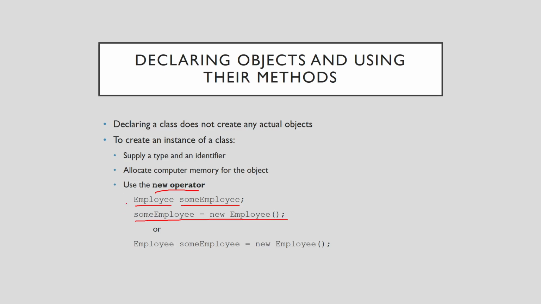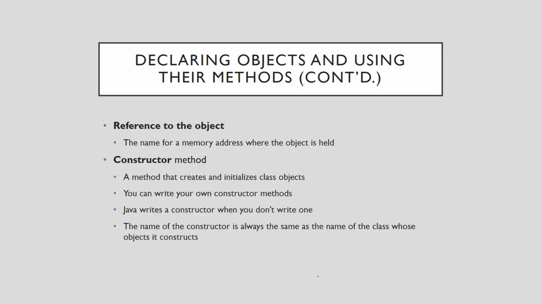Or you can use a single statement of these two statements: Employee some employee is equal to new employee. So we are declaring an object, some employee, of type employee. So we can use this object name to access the public members of this employee class. The reference object is being created to use the public members of the class. This is the name for a memory address where the object is held.